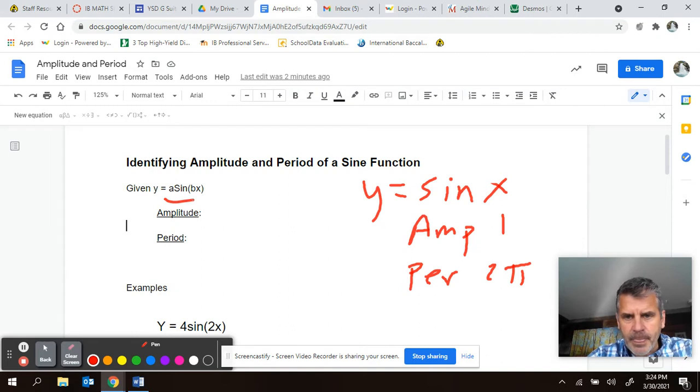Now, understand that what I'm about to show you is exactly the same form as a sine bx. You should be able to follow along: the a value here is 1, and the b value sitting in front of the x, the coefficient of that, is also 1.